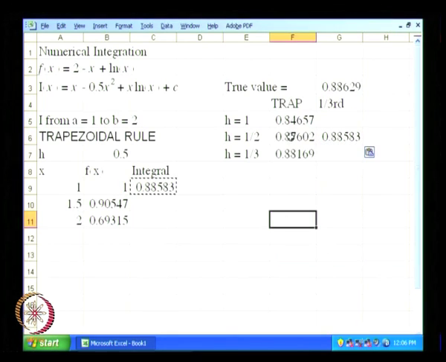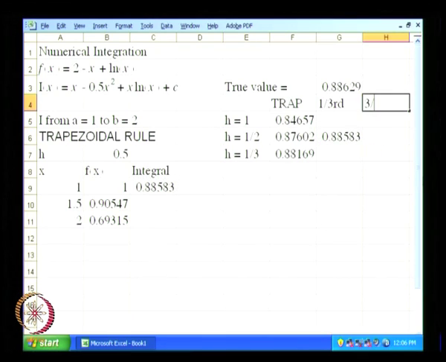Okay. So, if you compare the value using h equal to 1 by 2 using the trapezoidal method versus using the 1/3 rule, we will see that the value of the integral using the 1/3 rule is closer to the true value than it is for the trapezoidal rule.